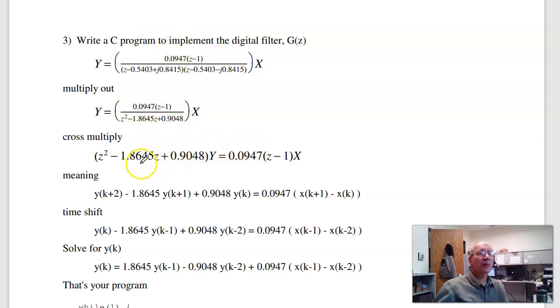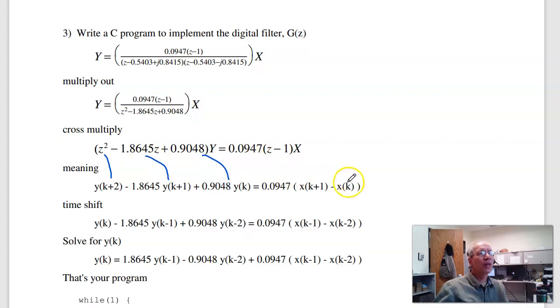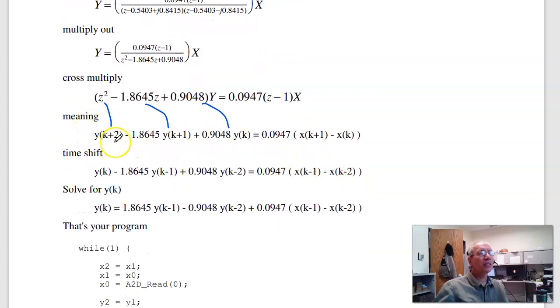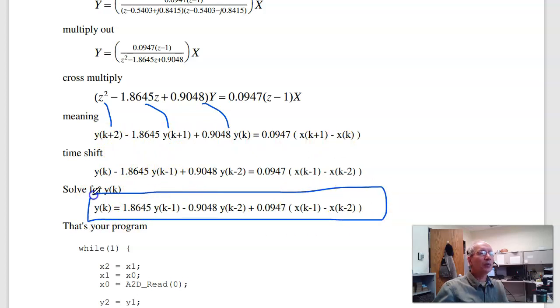Note that z means the next value, so there's the next value of y, or 2 samples in the future, 1 sample in the future, y of k, and so on. This filter I have a hard time implementing since it uses future values, so do a time shift. Shift everything by 2, solve for y of k, and that's your program.